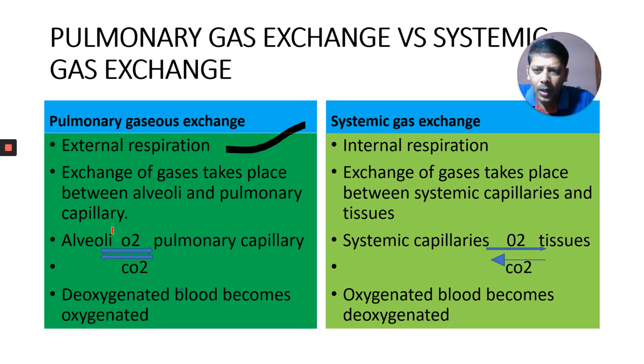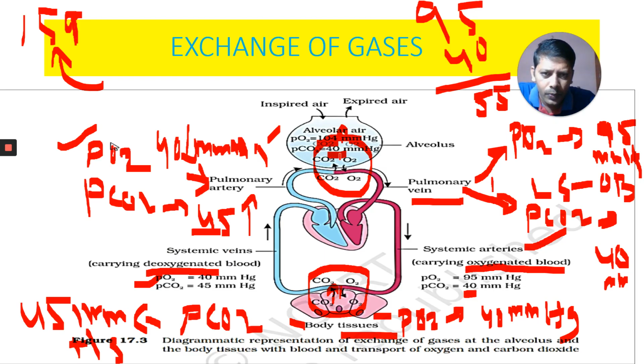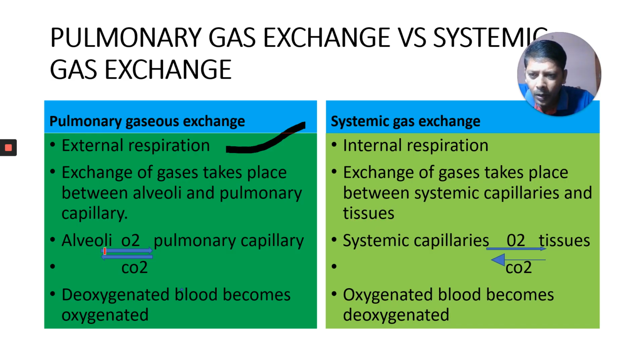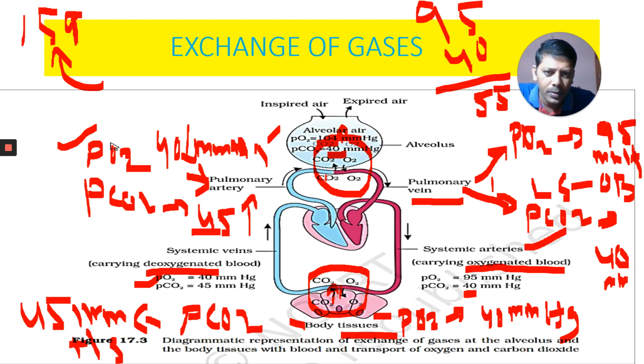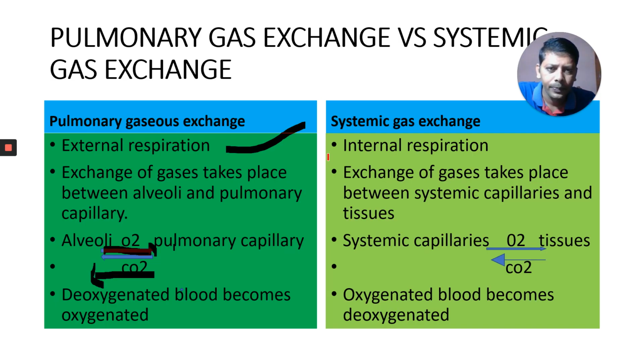Okay, next one, look at the alveoli. O2: from the alveoli, oxygen is entering into the pulmonary capillaries. That's why I showed the arrow mark here. From the pulmonary capillary, I showed this arrow mark in this direction. Observe here: from the pulmonary capillary, the carbon dioxide is entering into the alveolus.